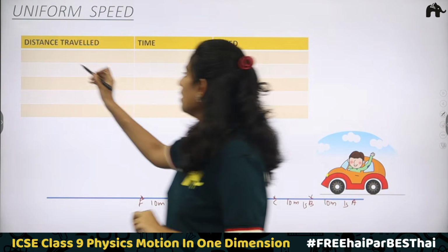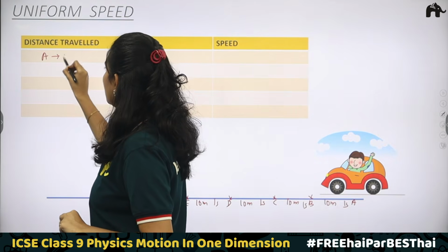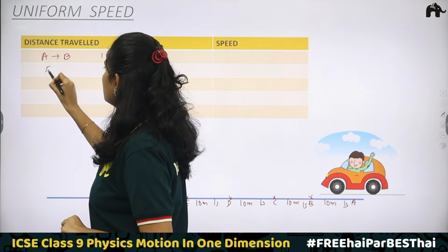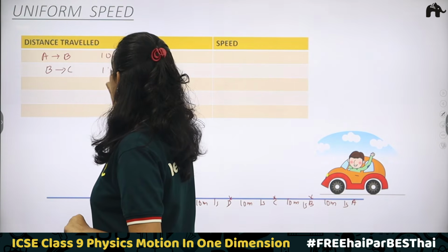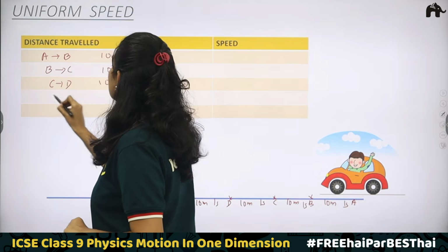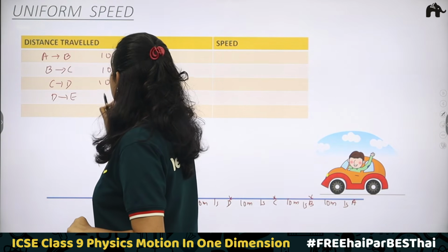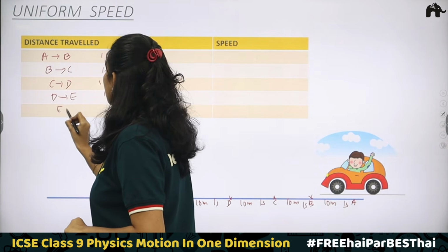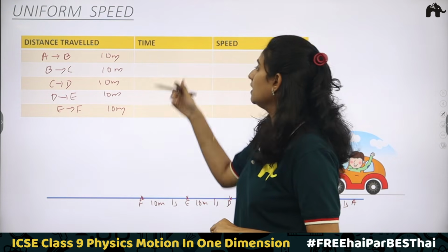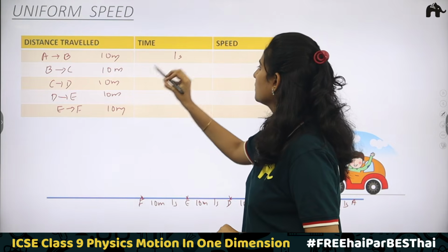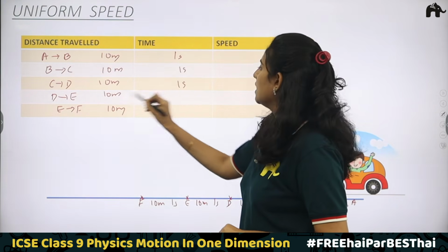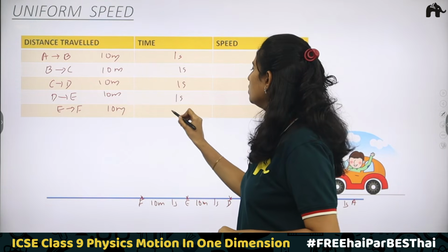So, here from A to B, the distance travelled is 10 meters. From B to C, the distance is 10 meters. C to D, 10 meters. D to E, 10 meters. And from E to F also, the distance is 10 meters. What about the time taken? A to B, 1 second. B to C, 1 second. C to D, 1 second. D to E, 1 second. And E to F, 1 second.